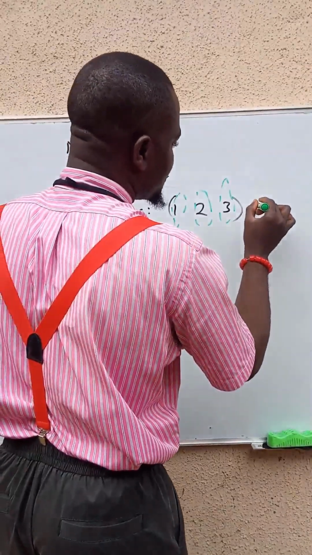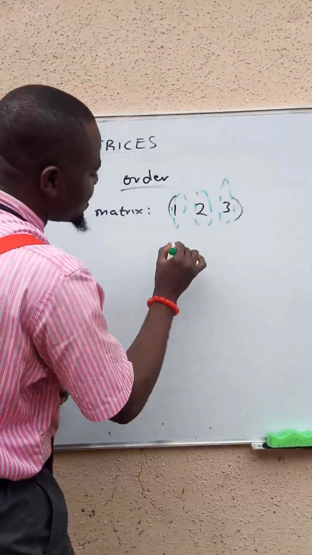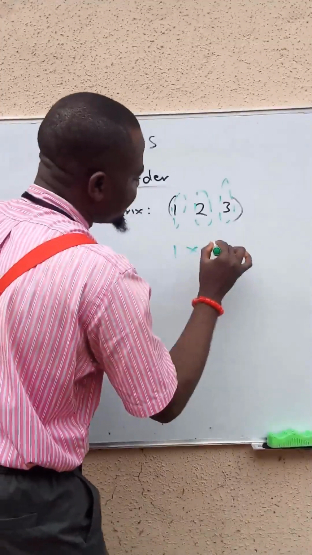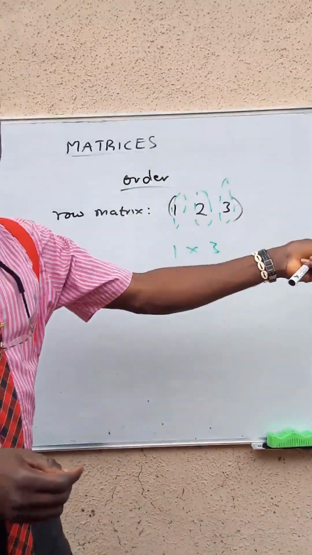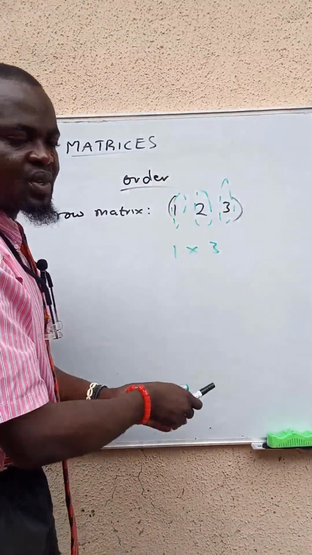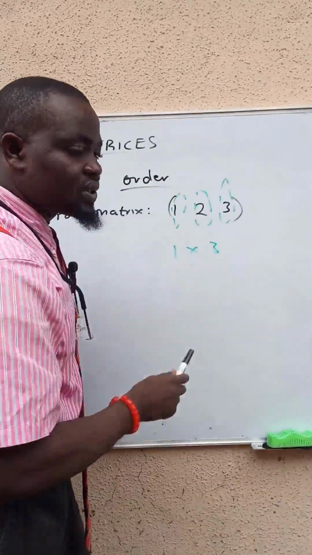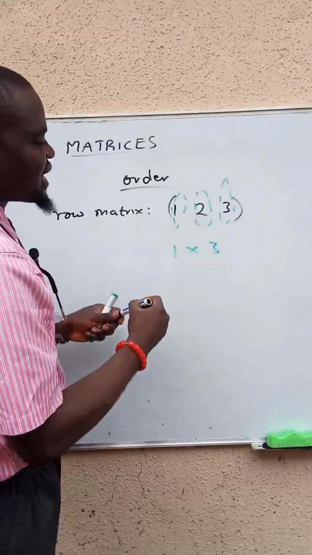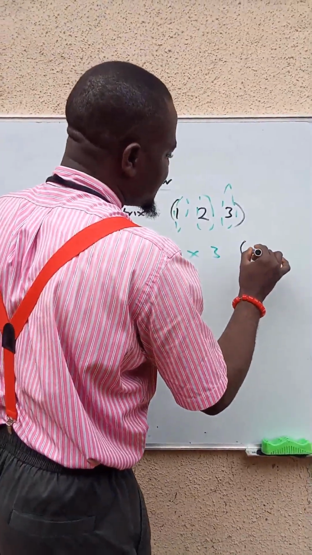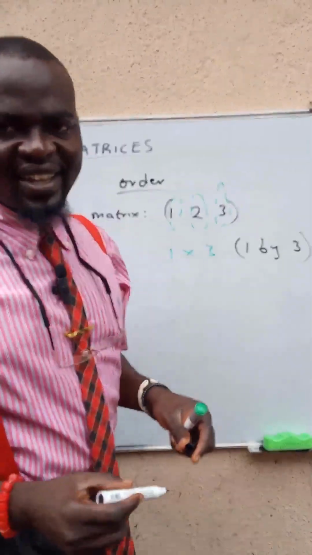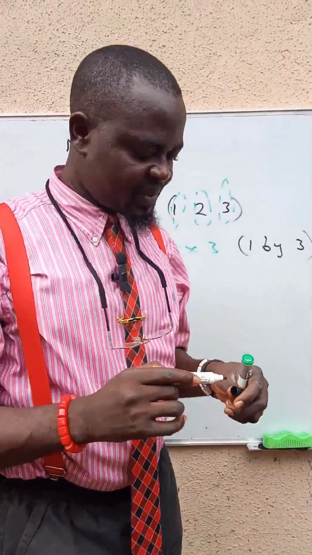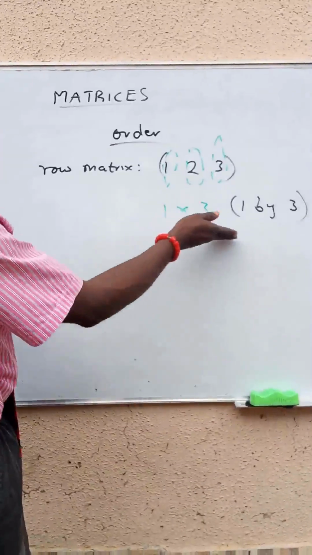So this one will now say it is order 1 by 3. We name the row first before the column. So we have 1 by what? 3. It is written like this, but if you want to pronounce it, it is called 1 by 3. Don't say 1 times 3. Please don't. So this is a row matrix.